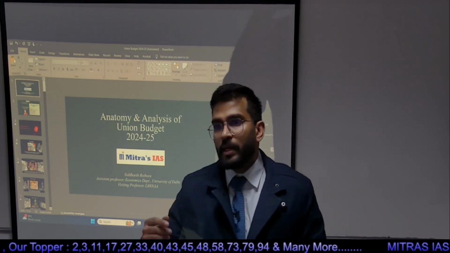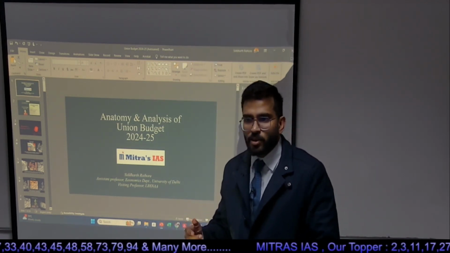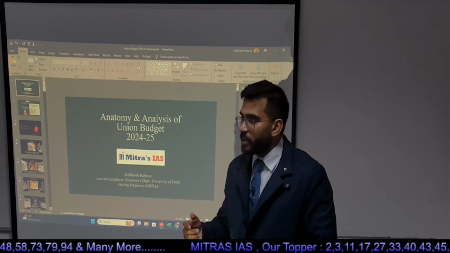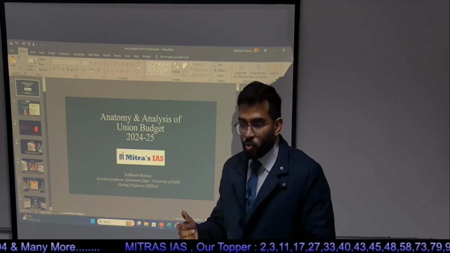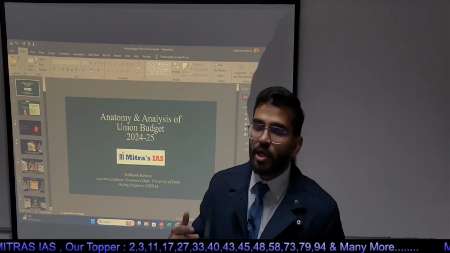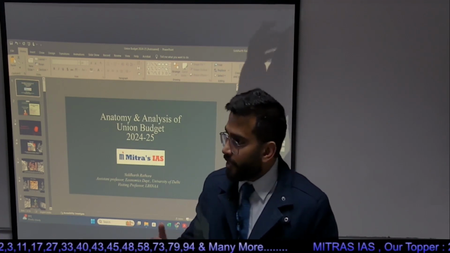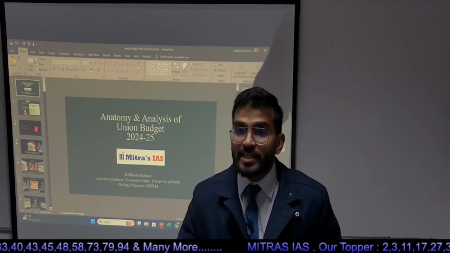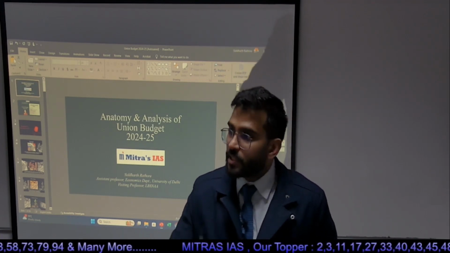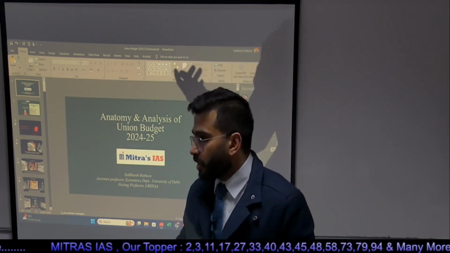For example, in this year's budget, they have talked about the PM Shri scheme. Any idea what this scheme is about? PM Shri? School. So PM had introduced last year around 15,000 schools, in a different kind of format. Now, whether this is a centrally sponsored scheme or only a center scheme? These are the kind of questions that can come in prelims.